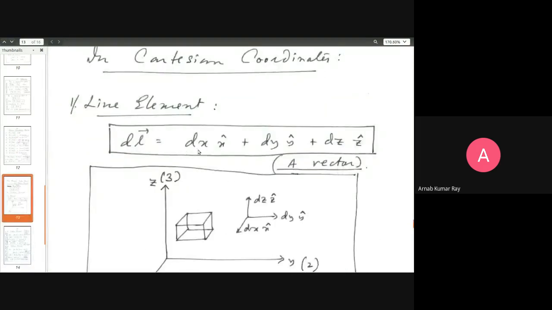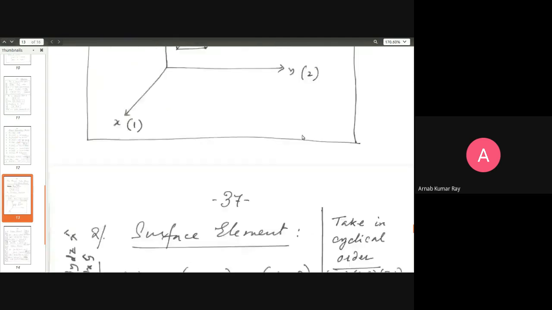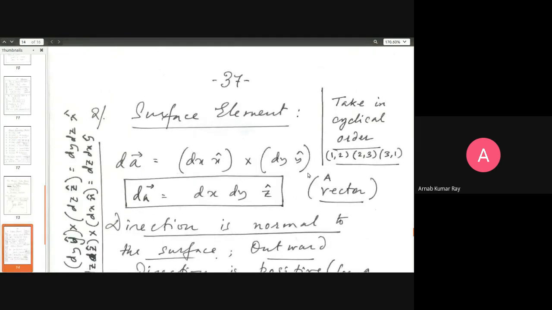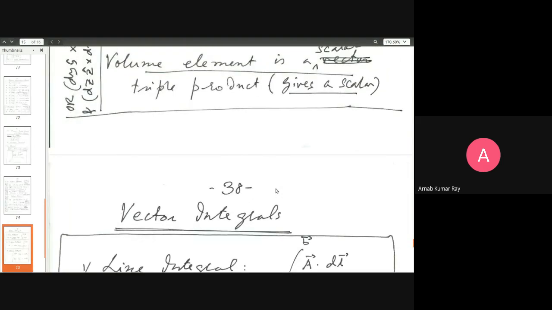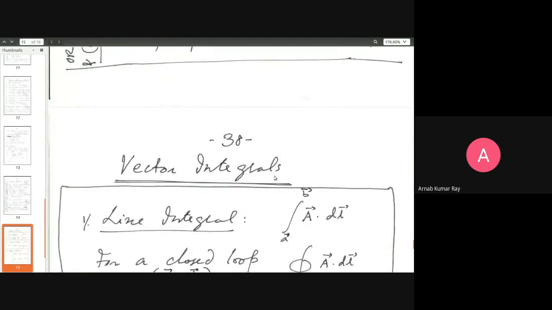Line element is this: step taken in the first coordinate, step taken in the second coordinate, and step taken in the third coordinate. All of the three added up vectorially as the line element. Surface element is a little difficult. There you shall have to apply your knowledge of the cross product of vectors. So with these three things, we shall now begin our discussion of vector integrals.